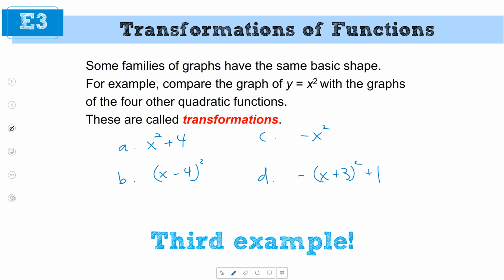Okay, so again, we're starting with the mother function of x squared. What does the plus 4 do to the graph of x squared? Catherine, are you raising your hand? Kind of. Move it to the right 4 times? No. Or move it up? Move it up 4 times. Good. So we'll stay with you, Catherine.